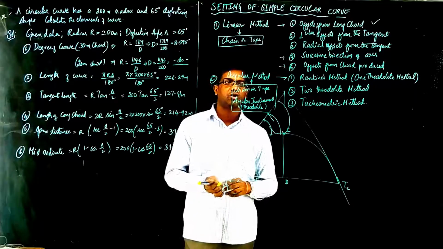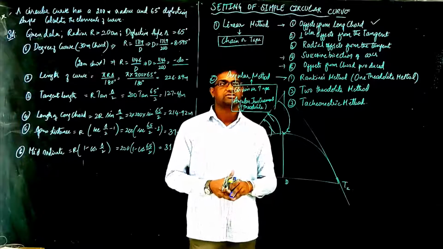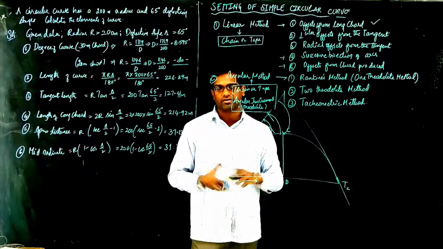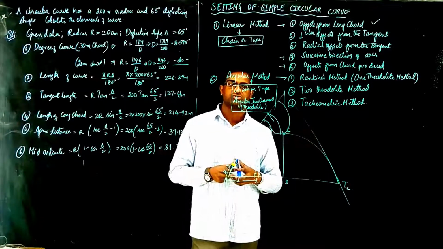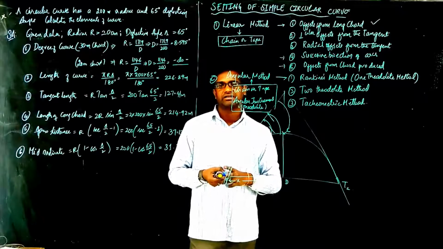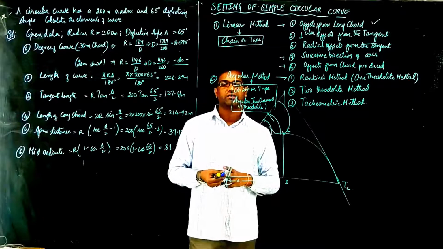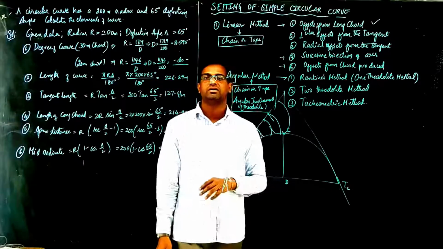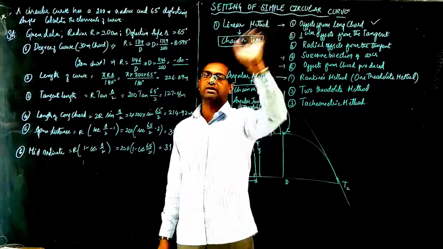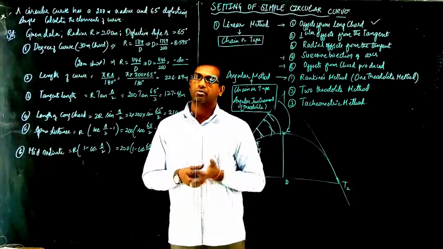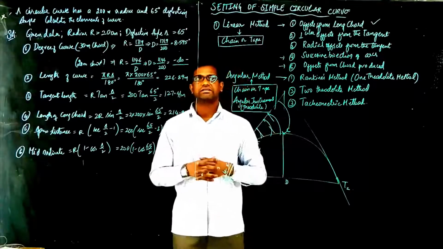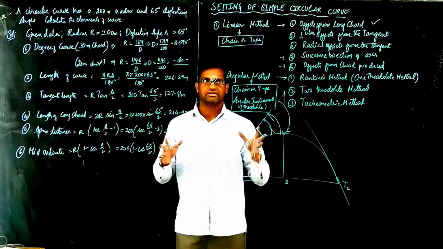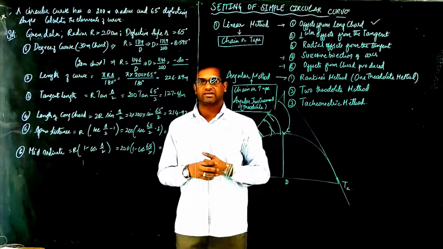And in the angular method, we have Rankine's method, in which we use only one theodolite. And second, we have the two theodolite method. If we have two theodolites, we can also set up or mark the simple circular curve, and the tacheometric method. All these methods can be used to set up only a simple circular curve. For the compound curve, there are different methods. For your syllabus, only setting out of a simple curve is needed. We will discuss these methods in detail in the next video.